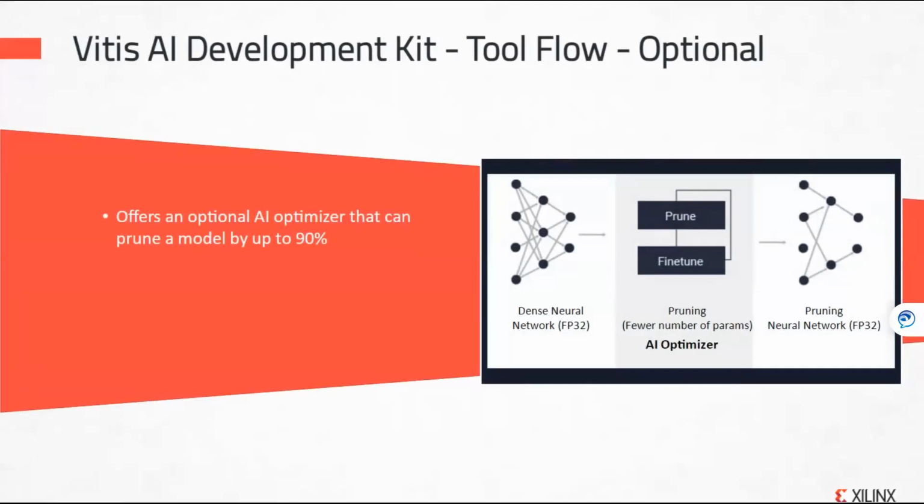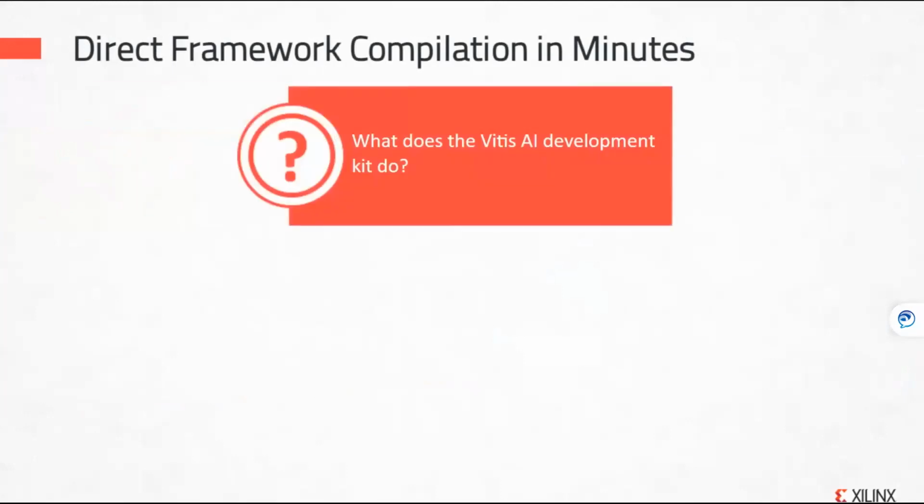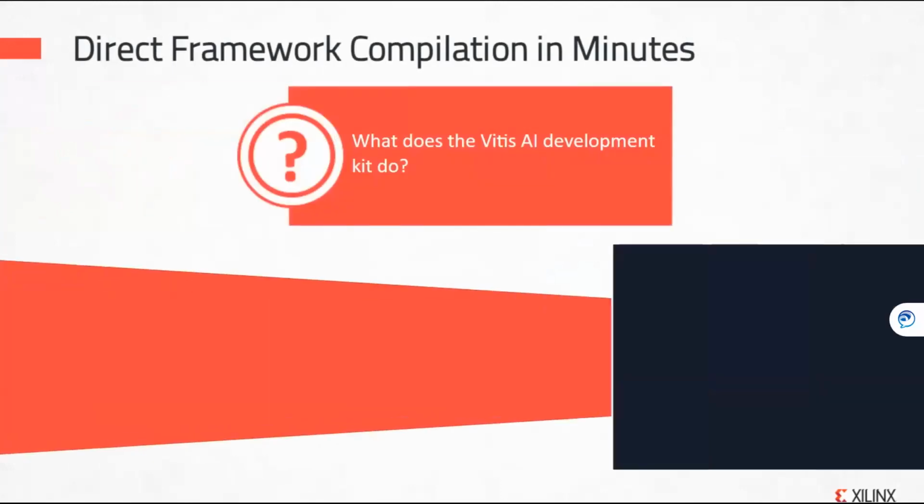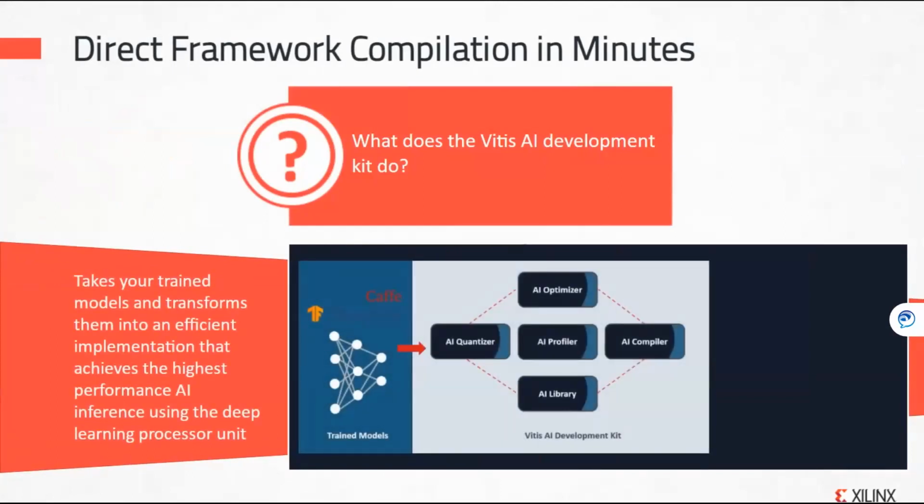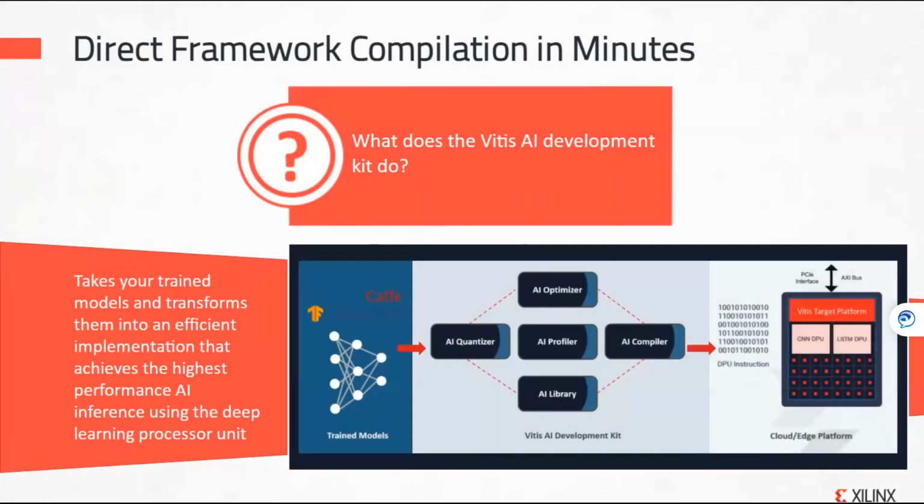For advanced users, the Vitis AI Development Kit also offers an optional AI optimizer that can prune a model by up to 90%. This step has to be done before doing quantization. This tool requires a commercial license. Essentially, what the Vitis AI Development Kit does is take your trained models and transform them into an efficient implementation that achieves the highest performance AI inference using the deep learning processor.